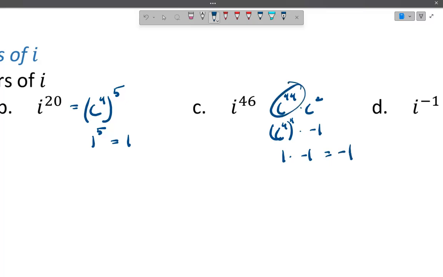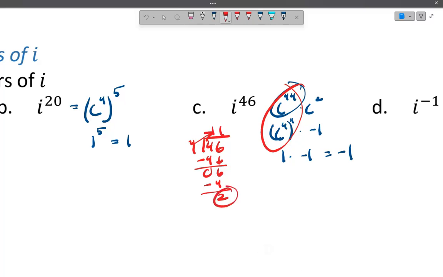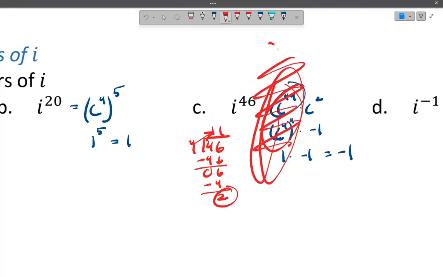If you had a hard time figuring out 44, again, you could just use the trick with the division. I want to divide 46 by 4. Goes in once, we subtract 4, we get a 0, bring down the 6. Goes in one time, subtract 4, we get a remainder of 2. So I have i to the 4th 11 times, that's what this is, with i squared left over. This whole thing just equals 1, so I can ignore that. I don't need that. I'm just focused on the remainder part. i squared equals -1.